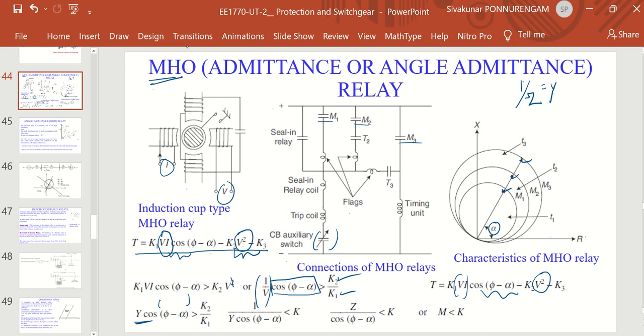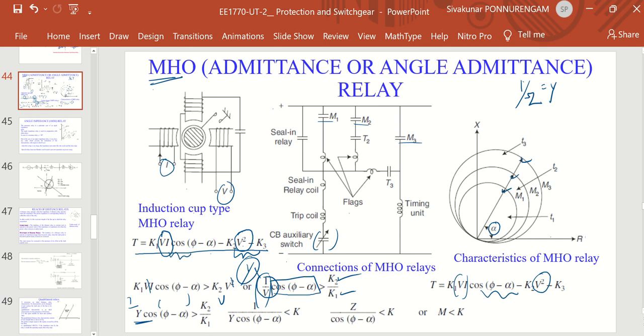Then one of the V's will be cancelled, and the other V is also cancelled. I is available, and V is available. We want to estimate K2 divided by K1. So we obtain I by V, and as usual we obtain Y. So the relay is called the Mho relay.